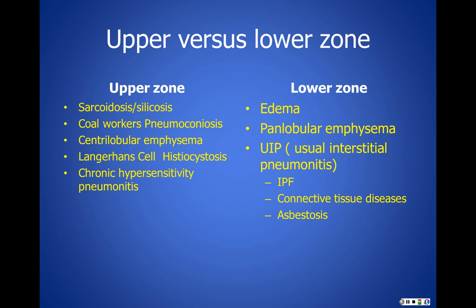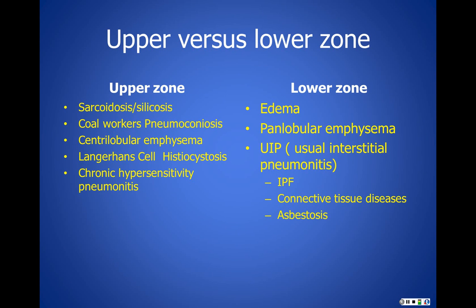Okay? Upper lobe versus lower zone. Sarcoid, coal workers pneumoconiosis, emphysema, Langerhans cell histiocytosis, chronic hypersensitivity pneumonitis. Chronic hypersensitivity pneumonitis is a great mimicker. So you should always think about this diagnosis when you are working with a patient for ILD. And the only way you can diagnose this is with a good history. Okay?